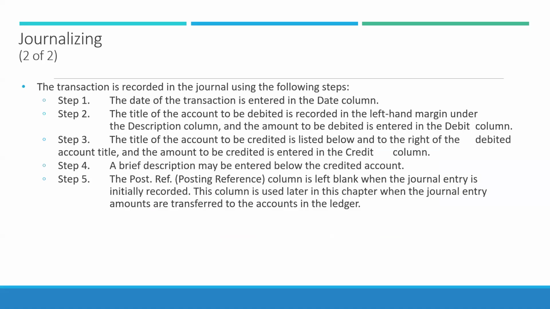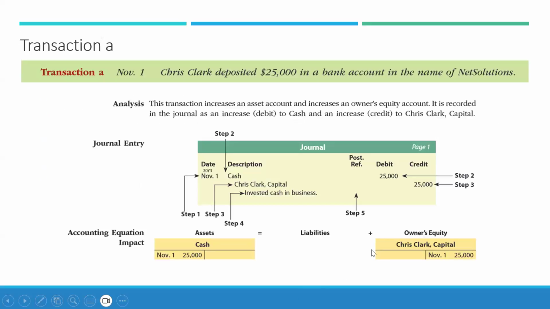The transaction is recorded in the journal using the following. We put in the date, the title of the account to be debited, then the amount, the title of the account to be credited, and we also can do a brief description, like in this case, invested cash in business. Make sense?